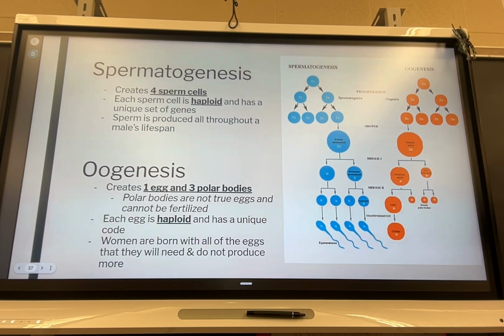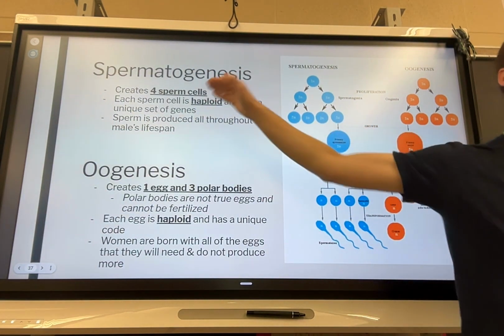Crossing over and the law of segregation. Those two are going to create the variation that is needed to make all of these unique.